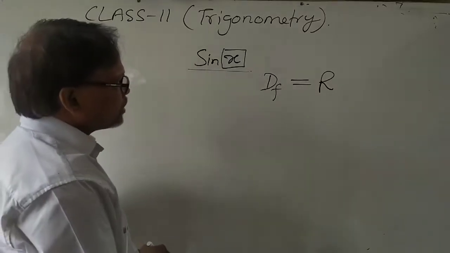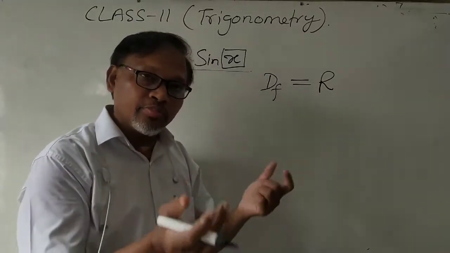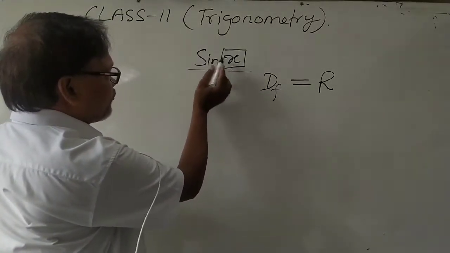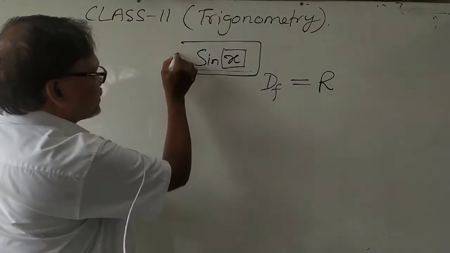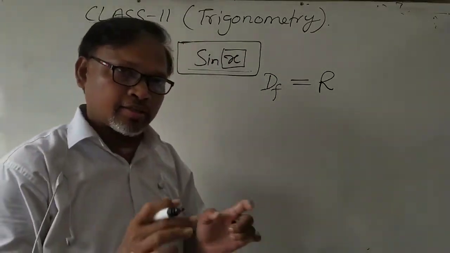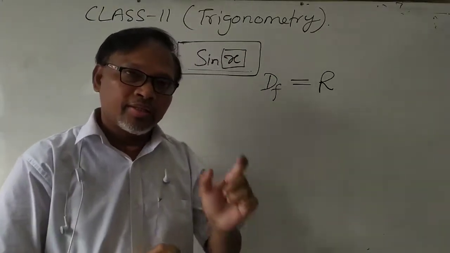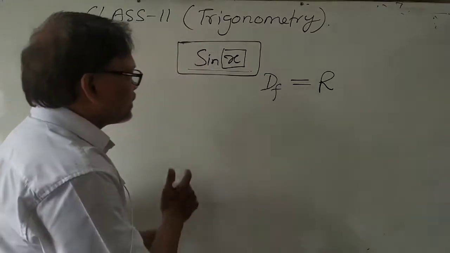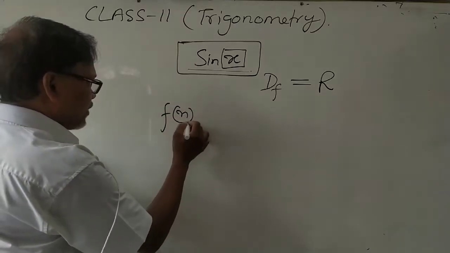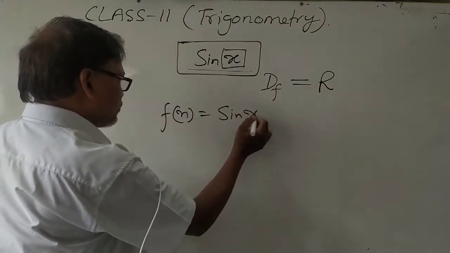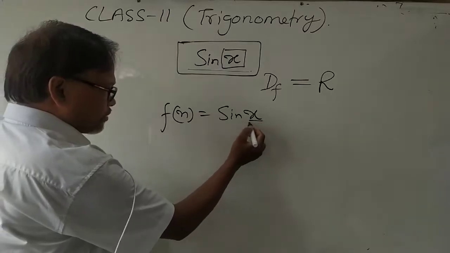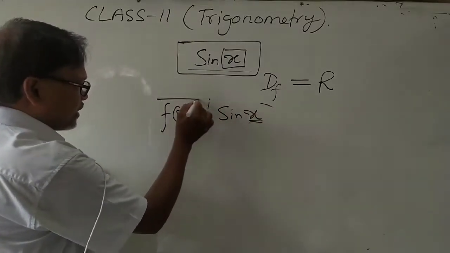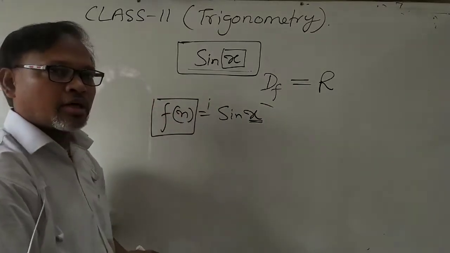But what is the range? Range means when we put the value of x, what full value you get. What will be the value of sin x? That is called range. In other words, we can write f(x) is equal to sin x. So x is the domain, and what is sin x? Range means f(x) is the range of the function.